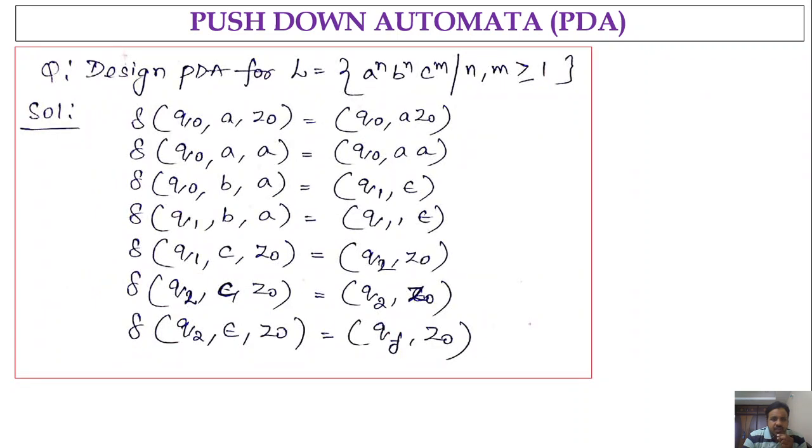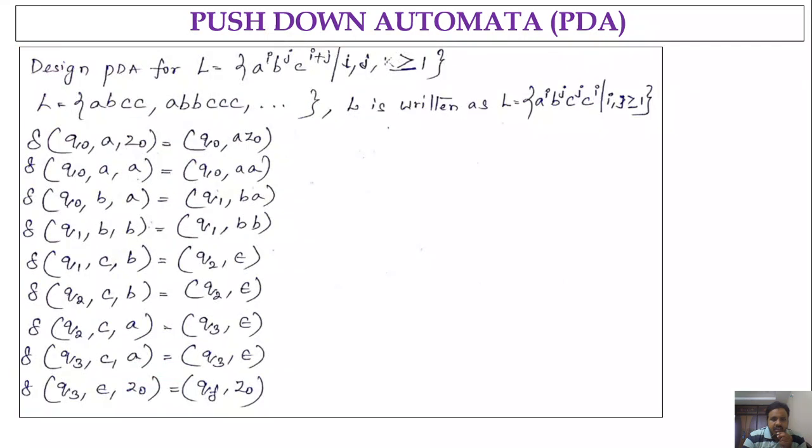Then we constructed the pushdown automata for the language L is equal to the set of all strings containing a power n, b power n, c power m such that n, m is greater than or equal to 1. Okay, so these are the two problems that we have seen in the previous session. Now let us construct the pushdown automata for this language property: L is equal to the set of strings containing a power i, b power j, c power i plus j, such that i, j greater than or equal to 1. So we have to construct the pushdown automata for this given language property.